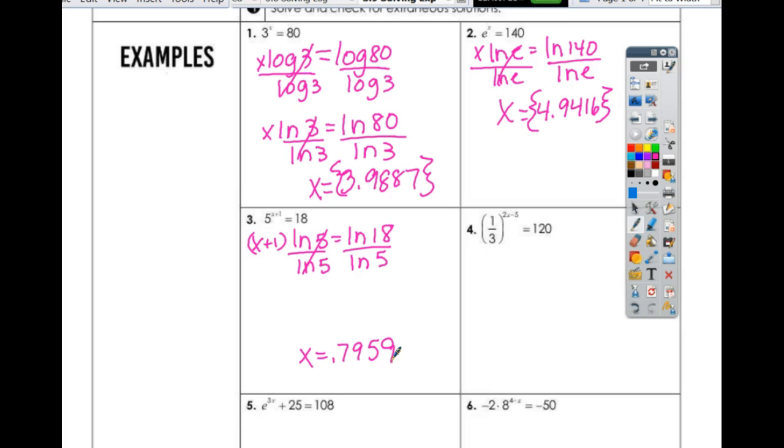Okay, give me a thumbs up if you got this. Oh, awesome. Okay, so on this one, I'm going to drop the 2x. Is it plus 5? Minus 5?